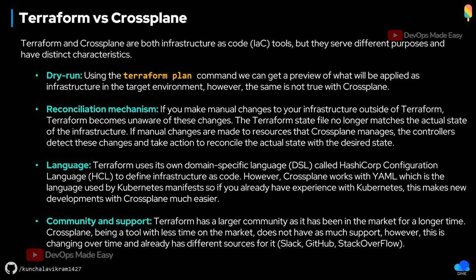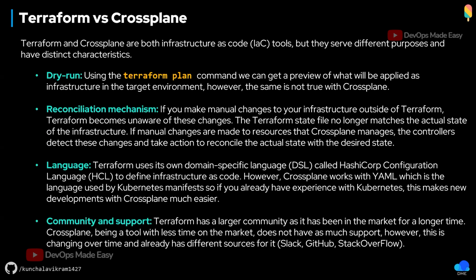And the final topic, Terraform versus Crossplane. The first one is dry run. Basically, Terraform and Crossplane are both used as infrastructure as code tools, but they have very different purposes and characteristics. So first is dry run. Using Terraform, you can see a preview of what infrastructure your Terraform is going to create, right? Using Terraform plan. So you have that preview. But in case of Crossplane, you cannot actually see that plan. If you have the YAML file, automatically that YAML file has to be run in order to create the infrastructure. So there is no dry run.